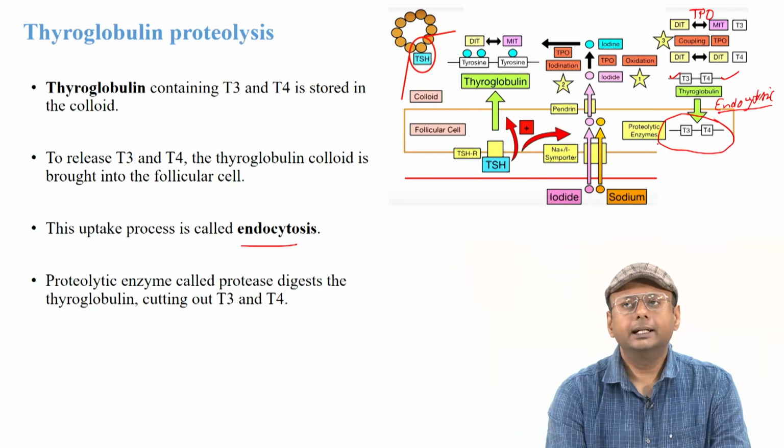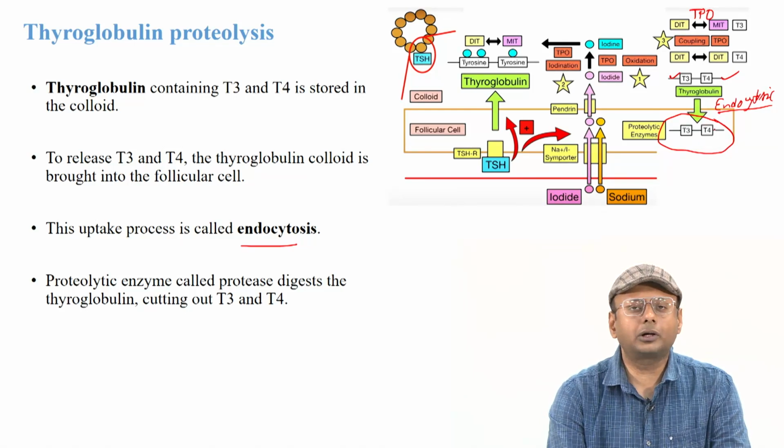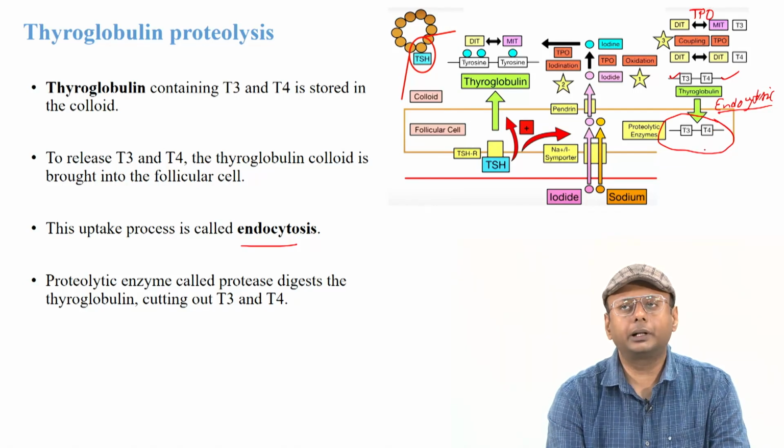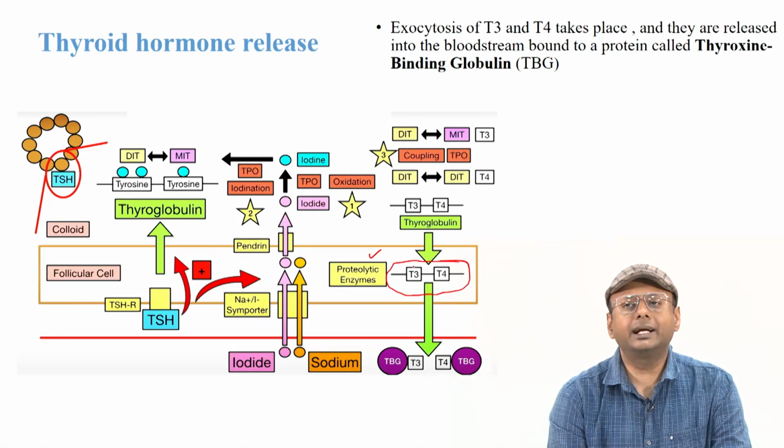So what we just said is that initially after the coupling, T3 and T4 are still there with the thyroglobulin residue and the protein. The molecule, with the process of endocytosis, comes inside of the follicular cells from the colloid part, and once it comes inside of the follicular cells, the proteolytic enzyme activity cleaves or degrades the bond between the T3 and T4 and the thyroglobulin, releasing the T3 and the T4. So now, after the proteolytic enzyme activity, we have the T3 and T4 inside of the follicular cells.